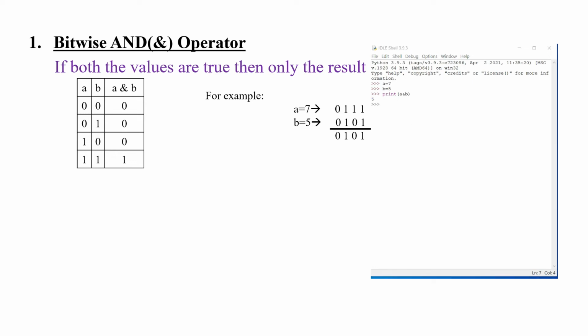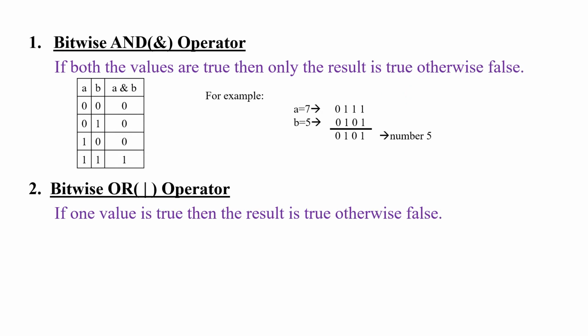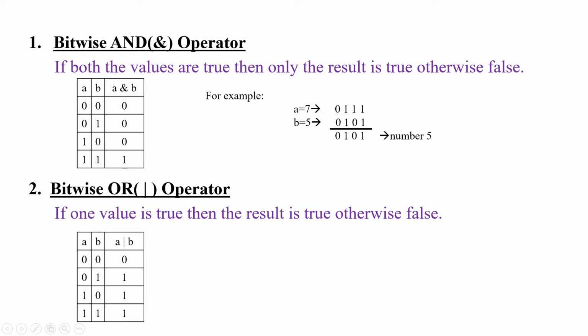Next, the bitwise OR operator. If one value is true, then the result is true, otherwise false. Here we can see the table of values A and B. Here 0 means false and 1 means true. The output is 0 when both the values of A and B are 0. In other cases, the output is 1.